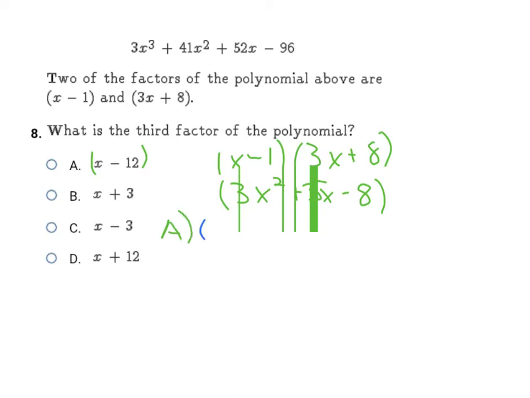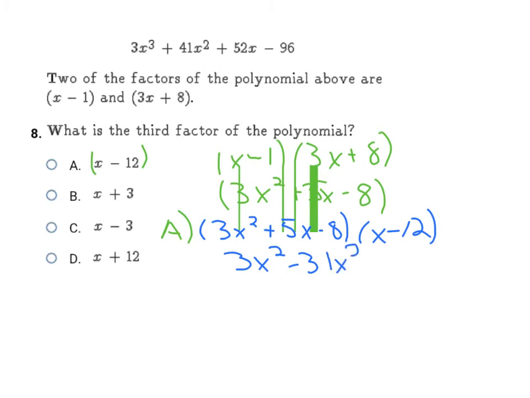So in A, I'm going to take 3x squared plus 5x minus 8 times x minus 12. And when I multiply that all out, and then I combine like terms, your answer is going to be 3x cubed minus 31x squared minus 68x plus 96, which is not the original equation, so it's not A.